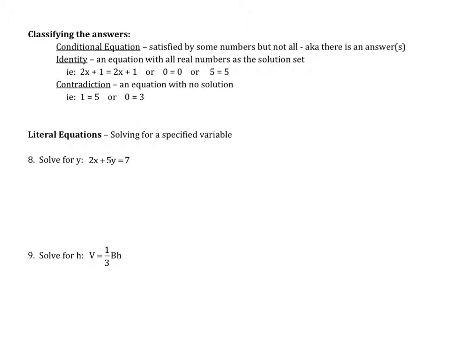An identity is an equation with all real numbers as the solution set. So like we saw earlier on the front, if you are left with something that's true, like 2x plus 1 equals 2x plus 1, or 0 equals 0, or 5 equals 5, that's something that's always true, so it's all real numbers, and that's called an identity. A contradiction is an equation with no solution. This is when you're left with something that's not true. 1 equals 5, 0 equals 3, any case where that's not true.